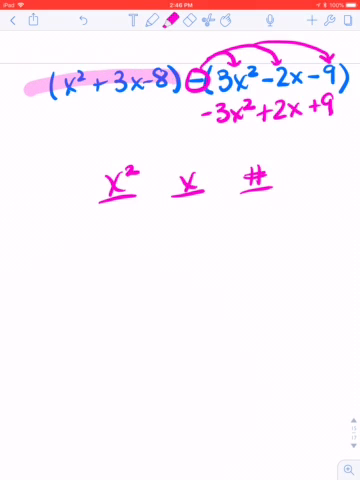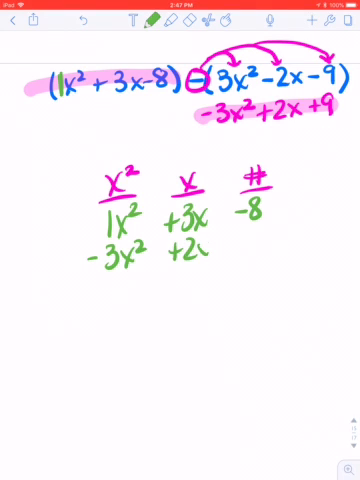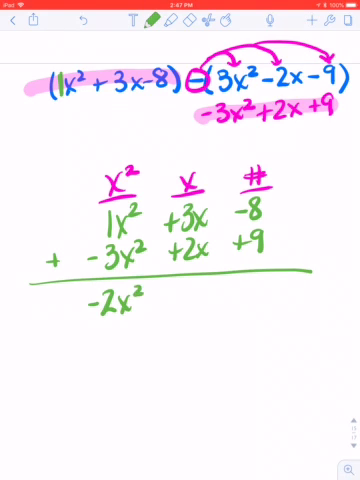Realize when you go to put the things in columns, you're using these numbers though. So I'm going to add a 1 with this x squared. So 1x squared plus 3x minus 8. And then negative 3x squared plus 2x plus 9. If I total those, negative 2x squared for the first one, plus 5x for the middle because it's a positive 5x, and then plus 1.